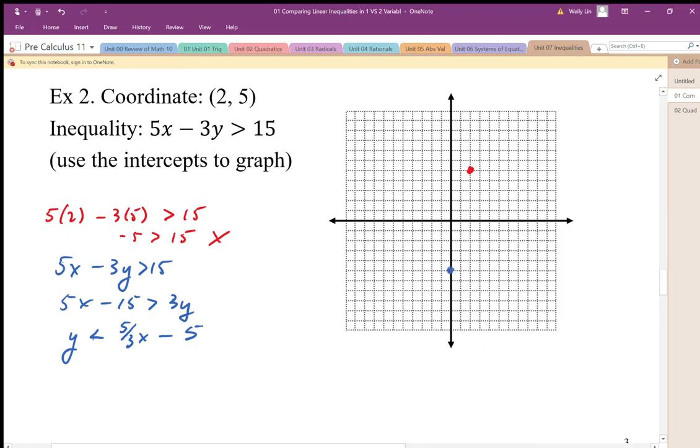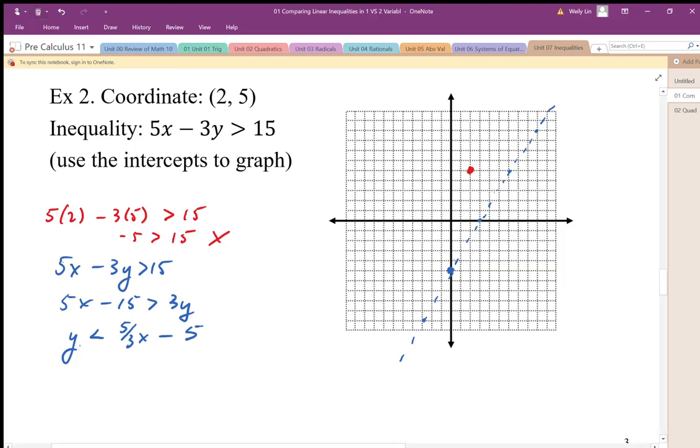It's not including the boundary, so I'm going to draw a dotted line. It's going to be a rise of 5, run of 3. Okay, so it's going to look something like this. And because I don't include the boundary as part of my solution set, I'm going to draw that line as dotted. I can also see that the red dot above doesn't work, so I should assume that below works.